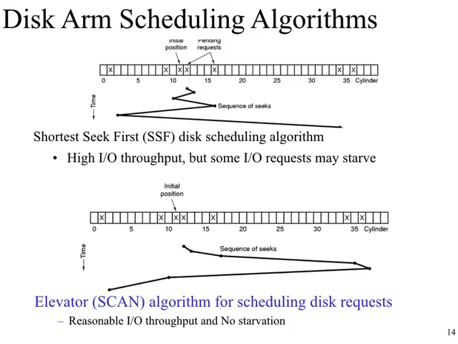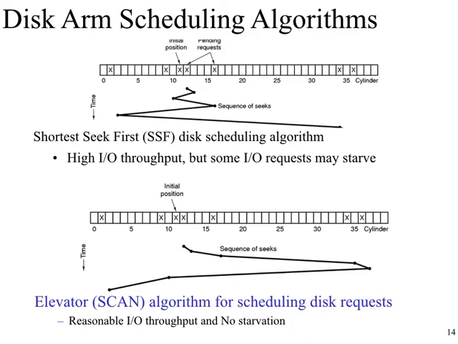An alternative which is more fair and yet provides a reasonable I/O throughput is known as the scan algorithm. In the scan algorithm, the disk head moves from one end of the disk to another and then back, servicing all the requests along the way. This is much like how an elevator services people moving up and down the floors.